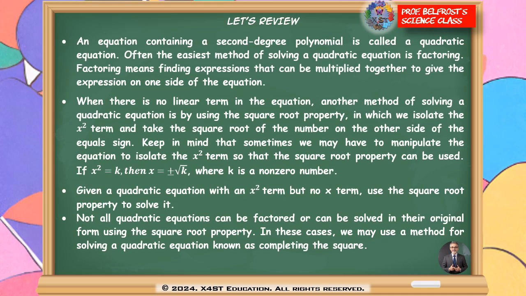So let's do some review of our previous lesson. An equation containing a second degree polynomial is called a quadratic equation, and it is easy to solve by factoring, which means we find expressions that can be multiplied together to give the expression on one side of the equation. And when there is no linear term in the equation, we can use the square root property: we isolate the x squared term and take the square root of the number on the other side of the equal sign. Given a quadratic equation with an x squared term but no x term, we can use this square root property to solve it.